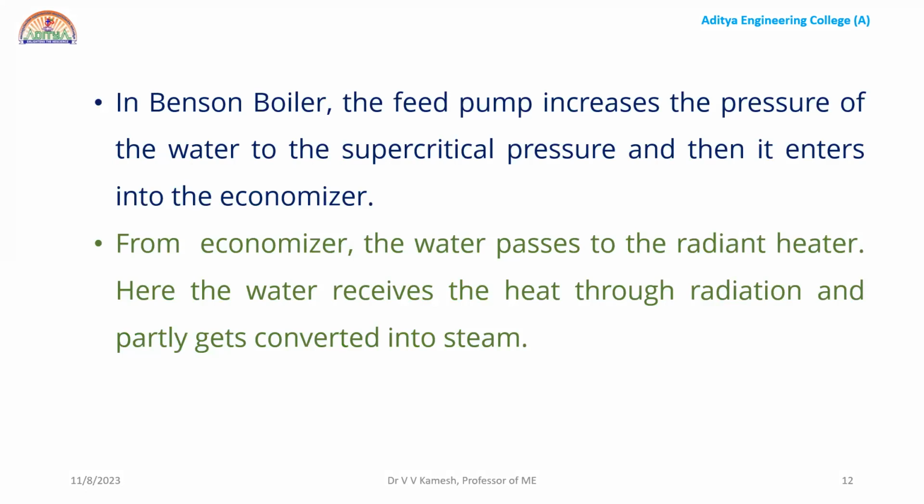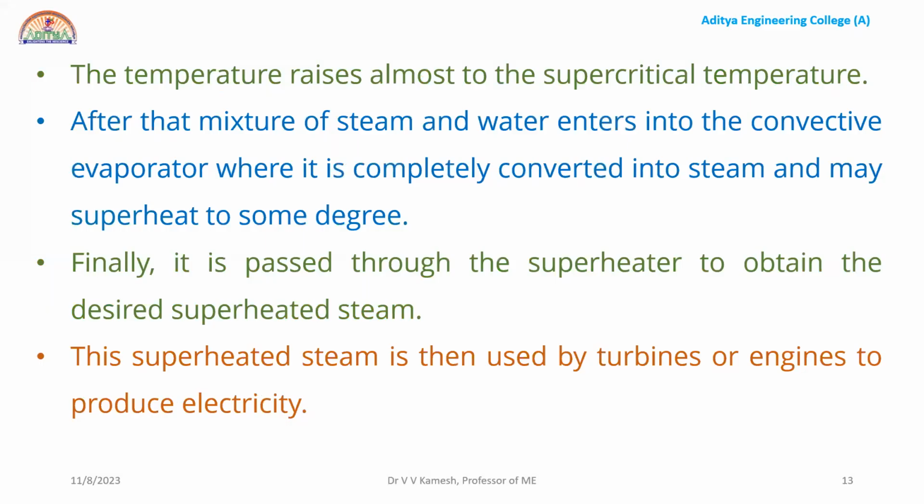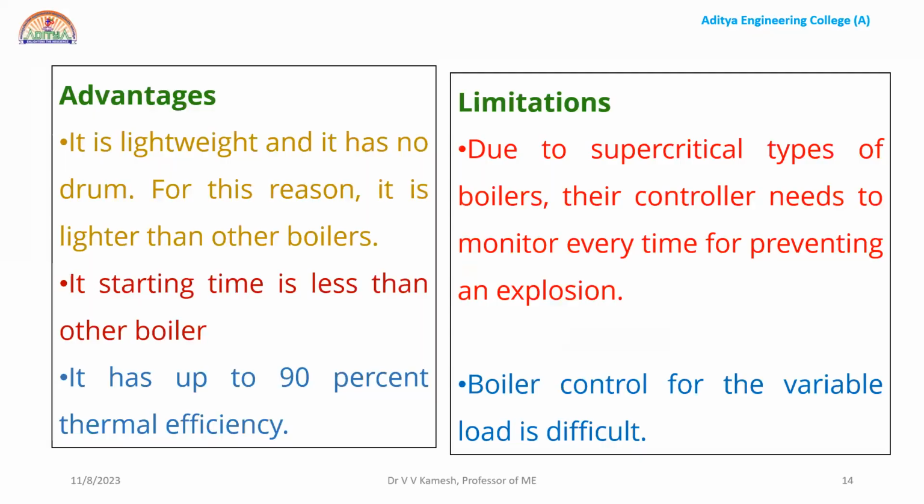And in the Benson boiler, the feed pump increases the pressure of the water to the supercritical pressure, and then it enters the economizer. The passage and outlet of the steam is already explained. Finally, the superheated steam is used by the turbines or engines to produce electricity.